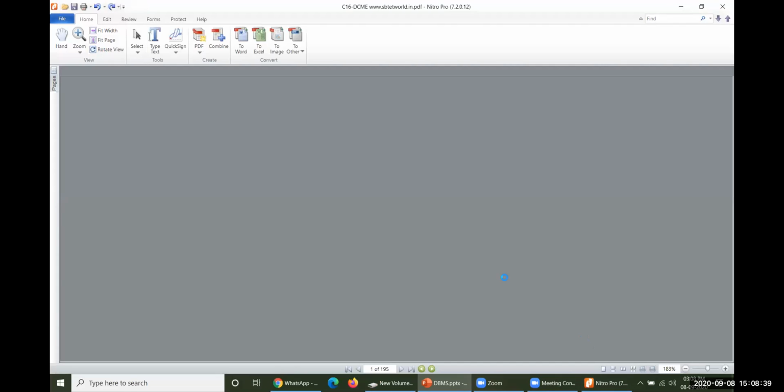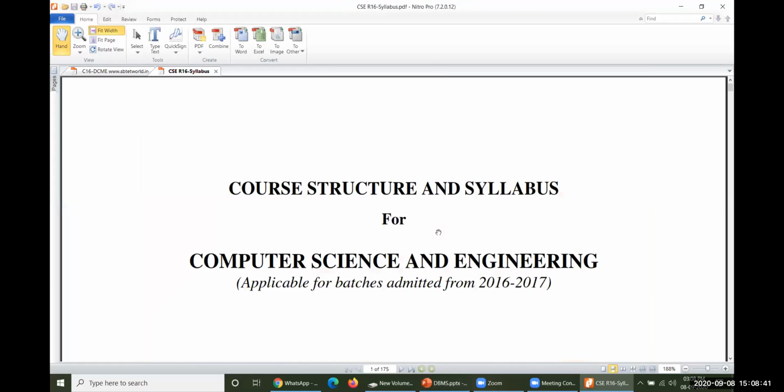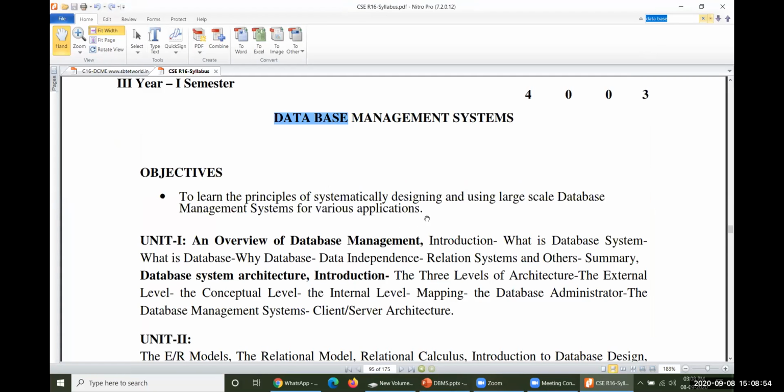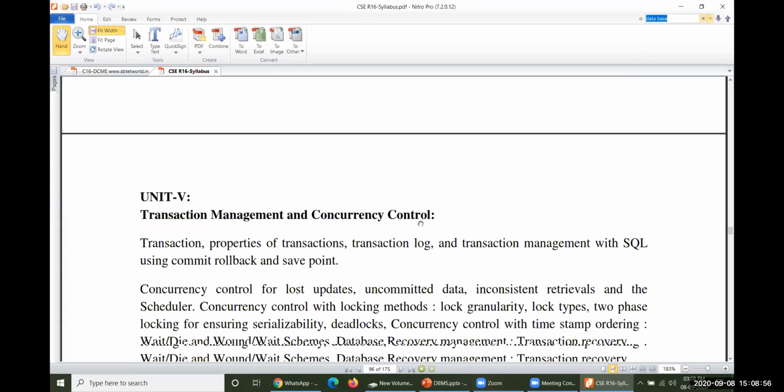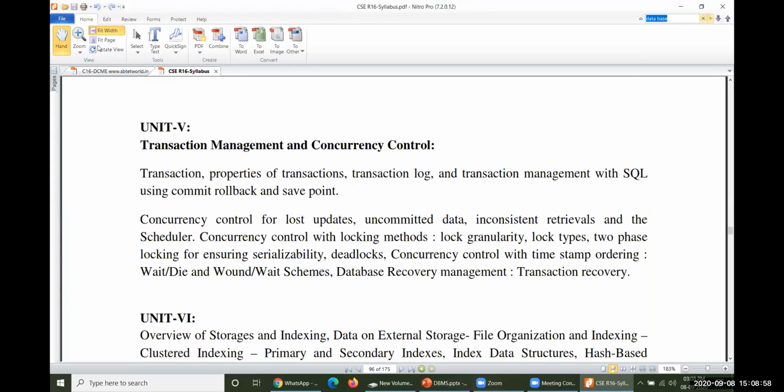Let me go ahead and check the unit here. Yes, here is your course, and in unit number 5 we have completed everything, and we are at the end, that is recovery management.